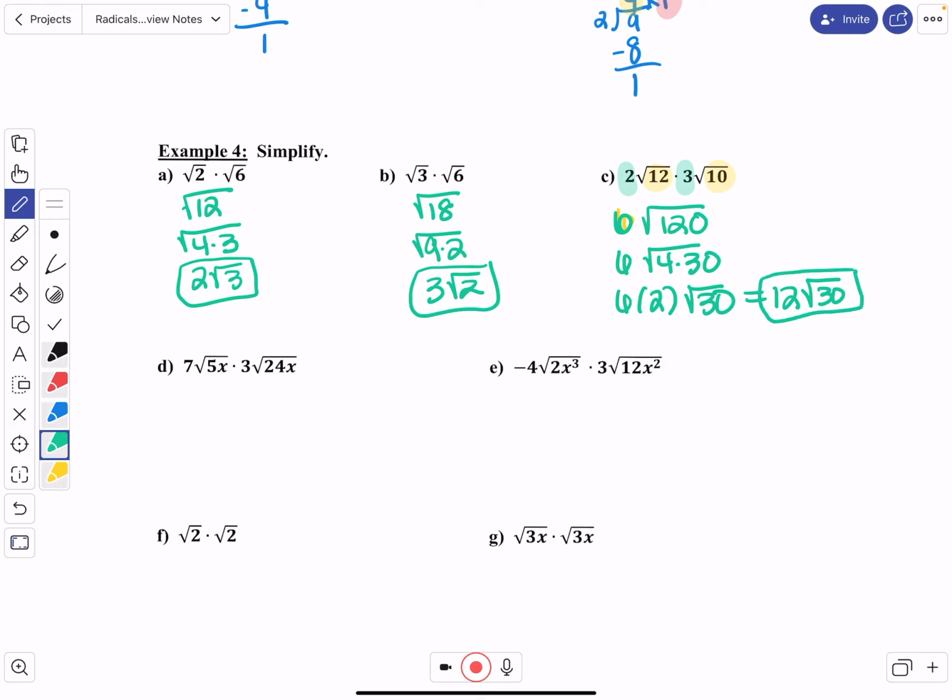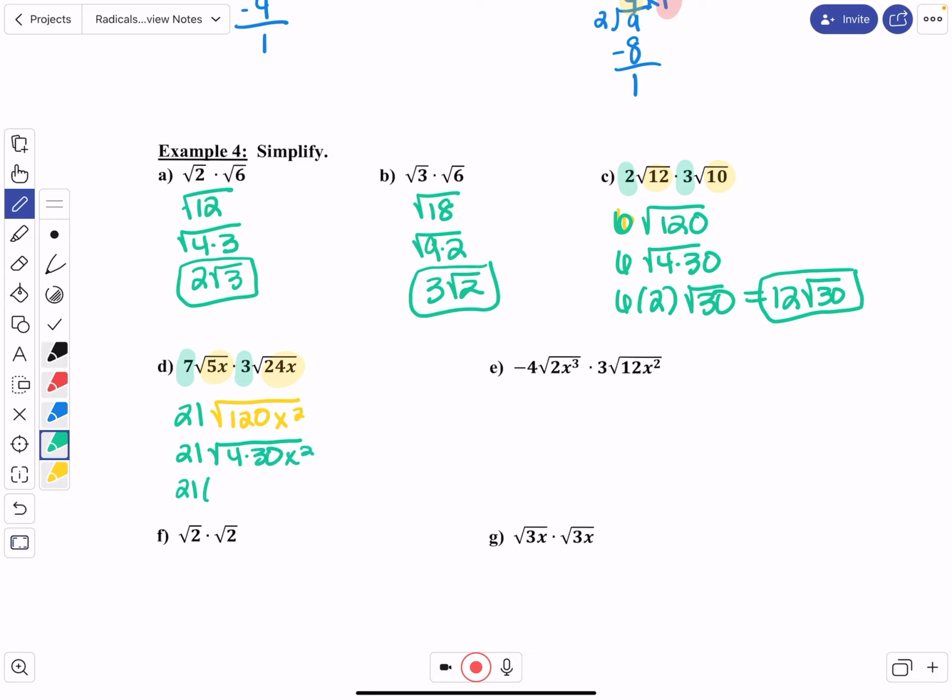Okay, so same thing on D. You can multiply the 7 and the 3. And that's going to give us 21. And then you can multiply the 5x and the 24x. And then that's going to give us, so 5 times 24 is 120. And x times x is x squared. Okay, so we know what 120 is going to reduce to. So that's the 4 and the 30 again.